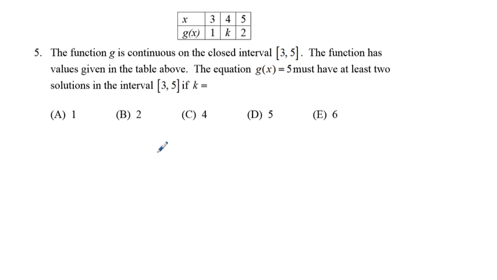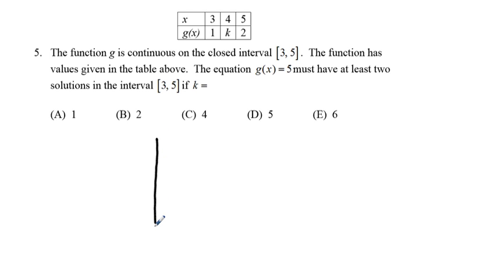Shouldn't have been that much of a problem. The function g is continuous on a closed interval from 3 to 5. The function has values given in the table above. The equation g of x equals 5 must have at least 2 solutions in the closed interval from 3 to 5, if k equals.